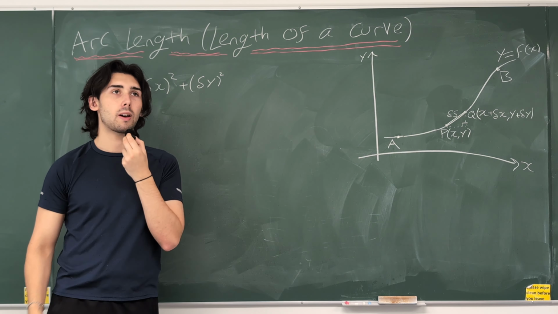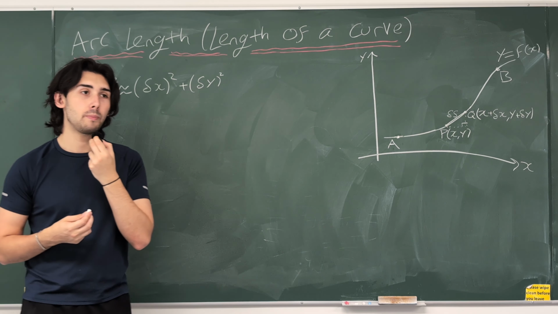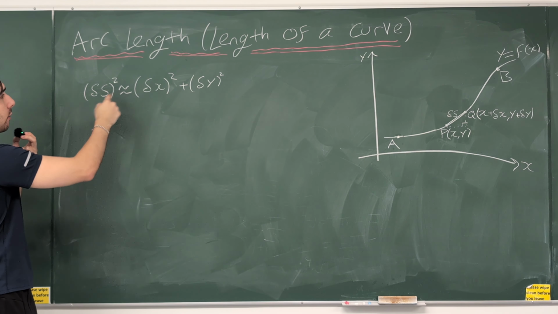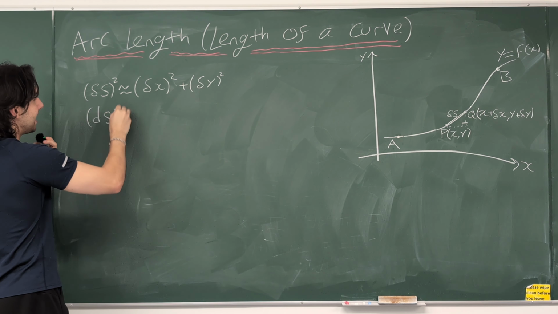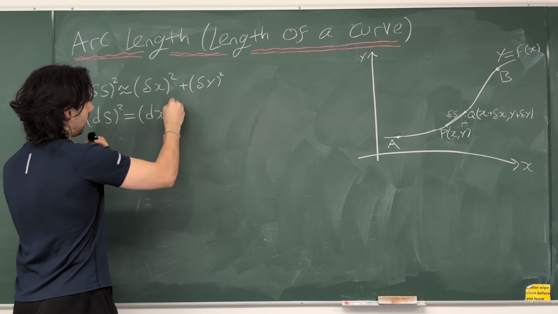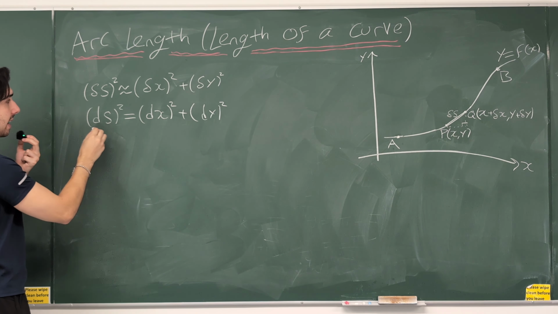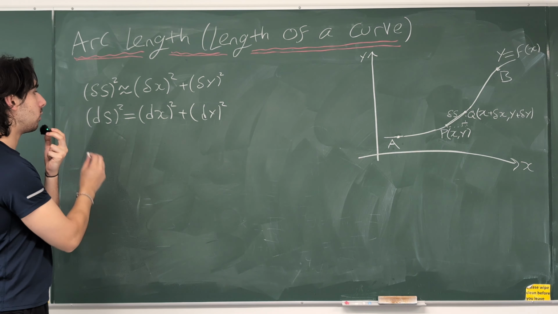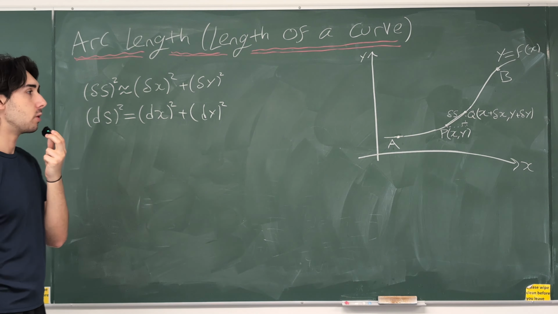But hopefully you can see that as these delta x's, delta y's get smaller and smaller, as they approach zero, this actually becomes an equality sign. So if I say they are infinitely small distances, and I rewrite them as ds, dx, dy, then I can say that they are exactly the same. So ds squared is equal to dx squared plus dy squared, where all of these are arbitrarily small as we take the limit as delta x goes to zero, basically.